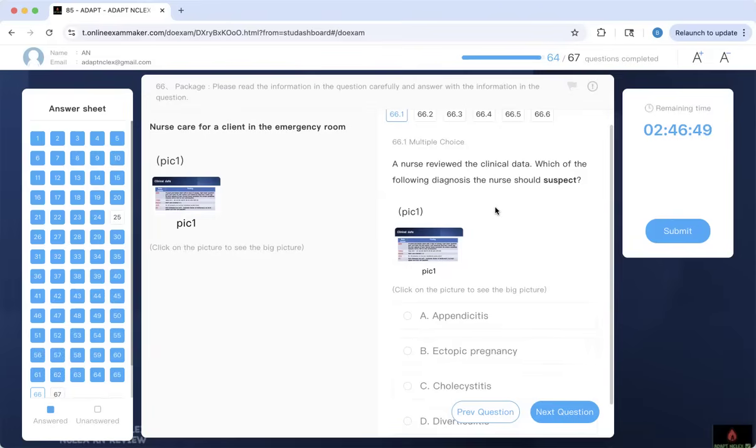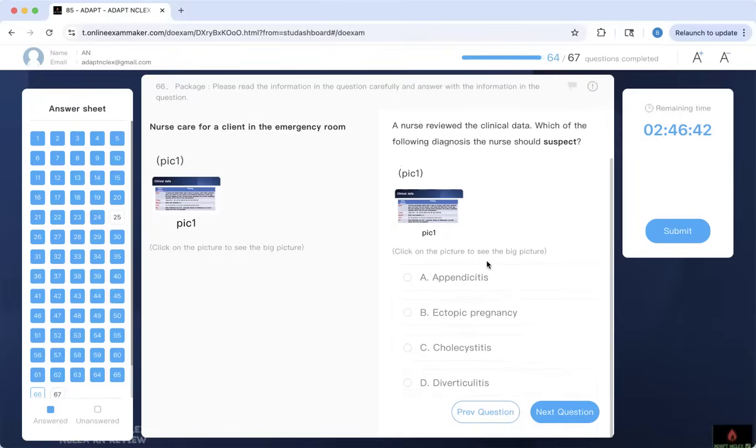The nurse reviewed the clinical data. Which of the following diagnoses should the nurse suspect? Put everything together. Do you think this patient has appendicitis, ectopic pregnancy, cholecystitis, or diverticulitis? It's not cholecystitis or diverticulitis. It's between A and B.